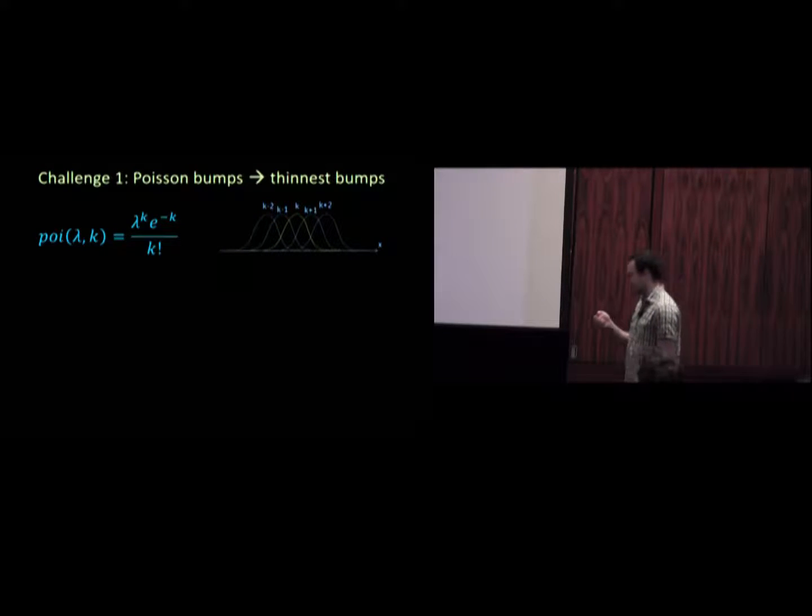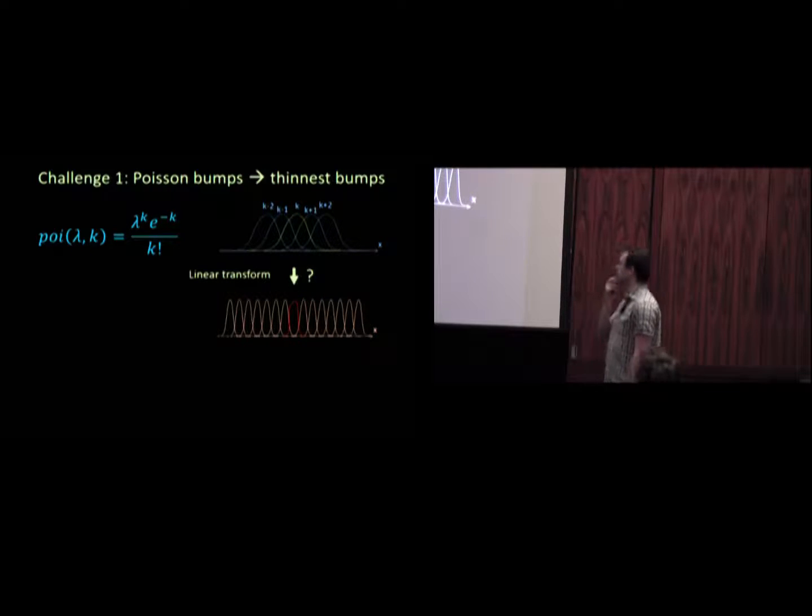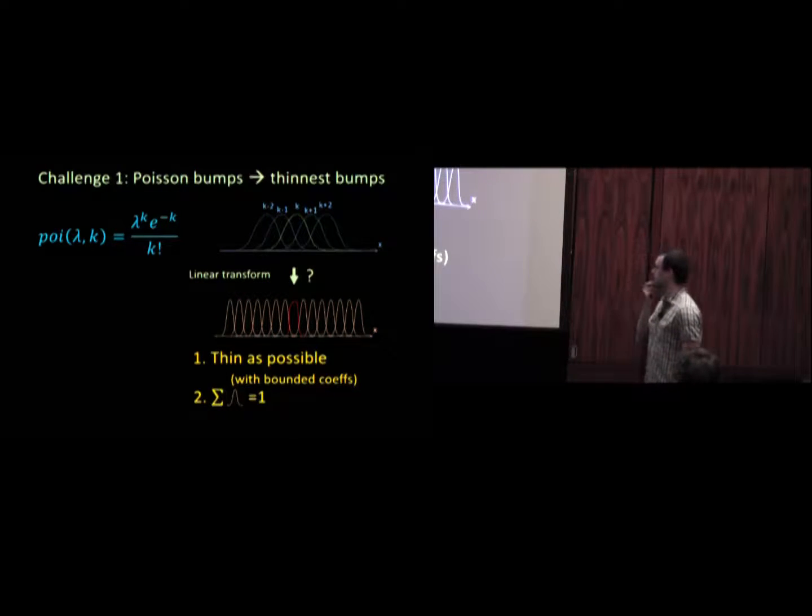And the challenge that we're about to tackle is the following. Is there a way to linearly transform this bunch of bumps into much thinner bumps? So how thin can we get bumps out of these Poisson basis with bounded coefficients? So the things that we want, the desiderata, we want the bumps to be as thin as possible with bounded coefficients, and we want the sum of all the bumps to be equal to 1.